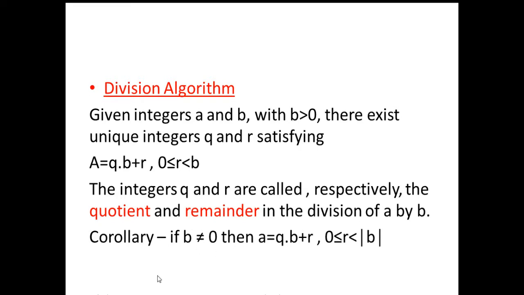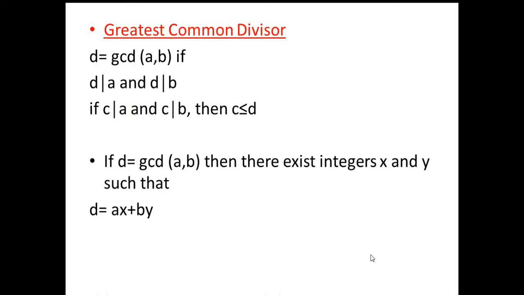A corollary to this result is, if you have b not equal to 0, that means it can be negative also, then this result becomes a = qb + r, where 0 ≤ r < |b|. In that case we take mod b.